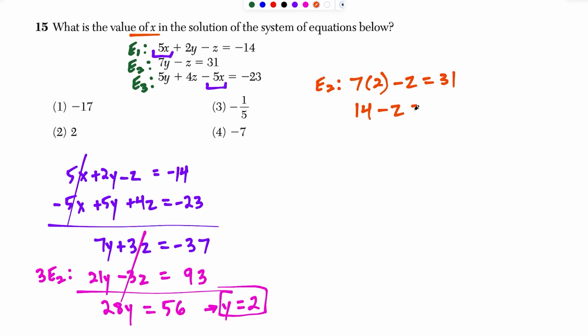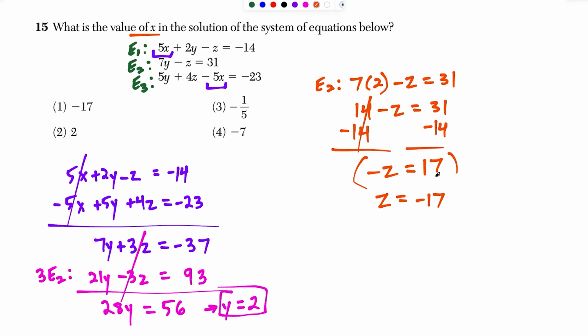14 minus z is equal to 31. I subtract 14 on both sides. And now we're going to have here that minus z is equal to 17. So z would be equal to negative 17 after I multiply both sides by negative 1. Okay, so I could just multiply both sides by negative 1, and I get this. So now we're almost there.